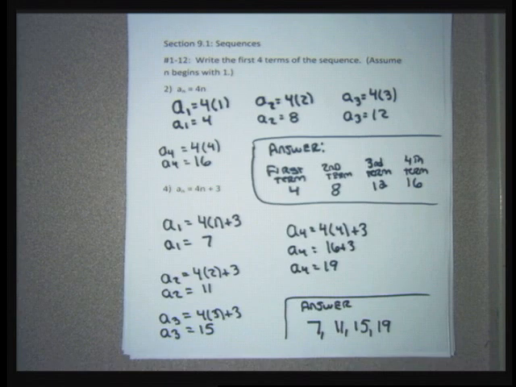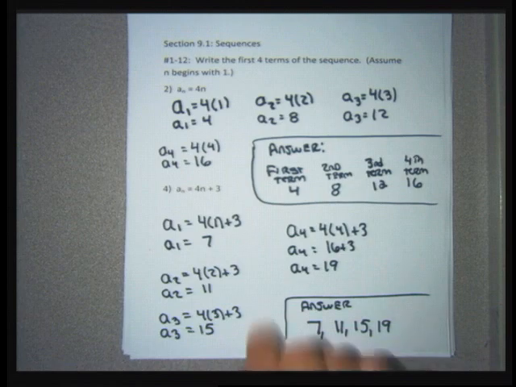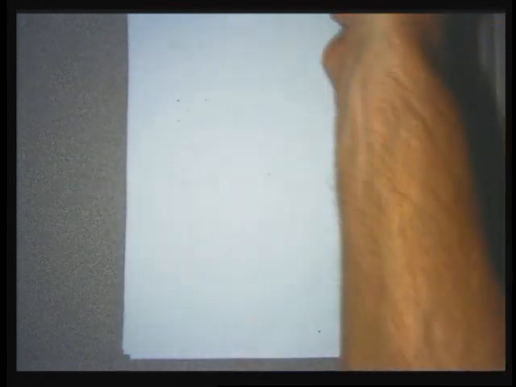And that's all you have to do for problem 4. So in each of the problems, to the left of the equal sign you're going to see the a sub n. To the right of the equal sign, you're going to see a function. And it's just simply evaluating the function at the numbers 1 through 4 to get what's asked for.